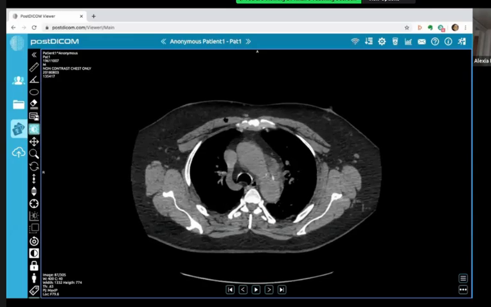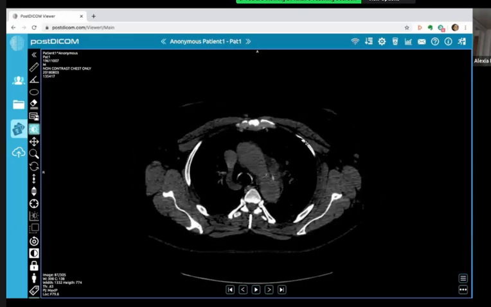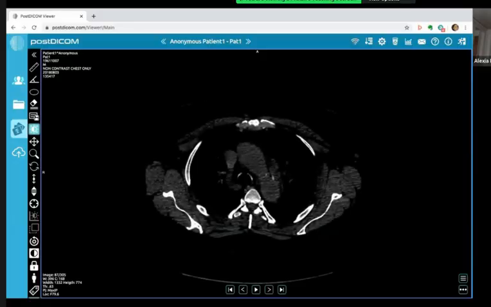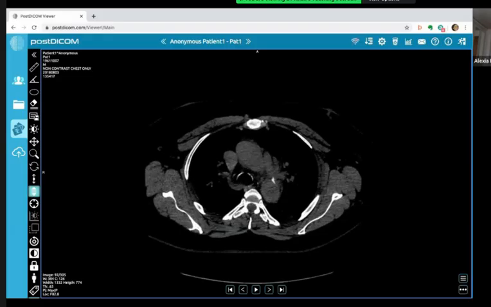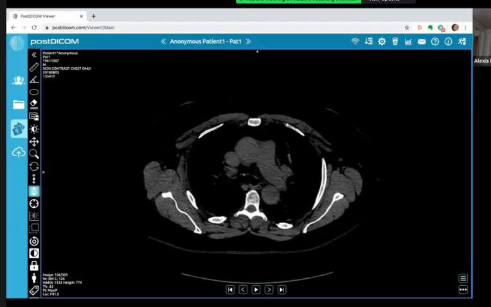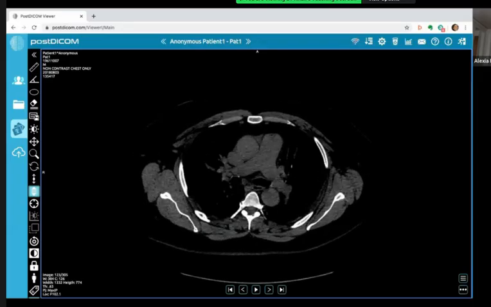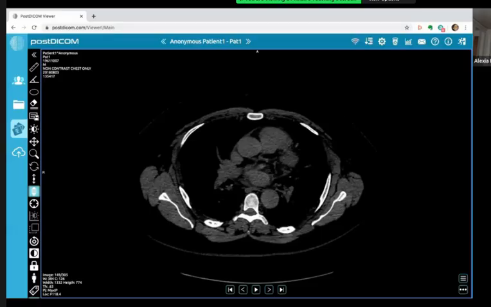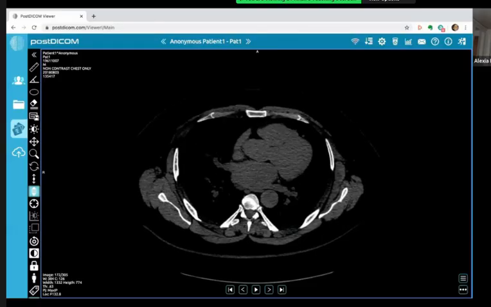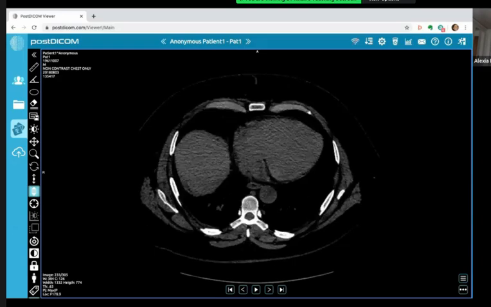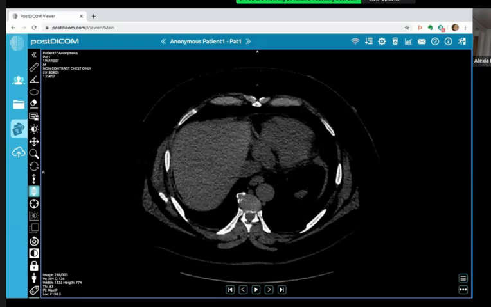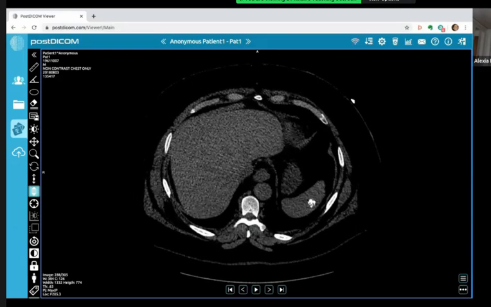And I will window it slightly for you, just to make the finding a little bit more conspicuous. So focus on the thoracic aorta. And now I will show you. Did anything catch your eye, incidentally?